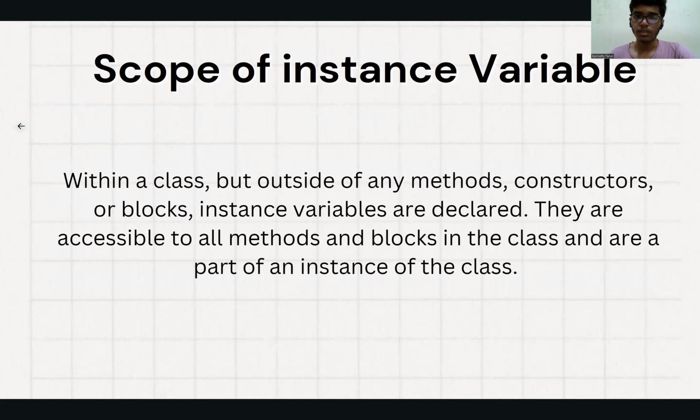Scope of instance variables. What are instance variables? Instance variables are the variables that are declared outside the method but inside the class. The scope of instance variables is throughout the class. We can access these instance variables throughout that class. We can also access these variables outside this class inside other classes, like we can declare the object of that class and access these instance variables outside the class inside other classes.